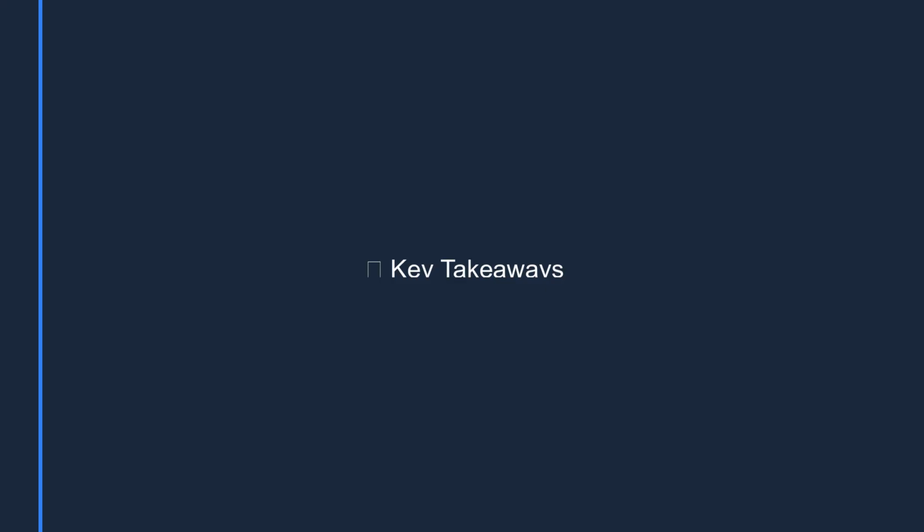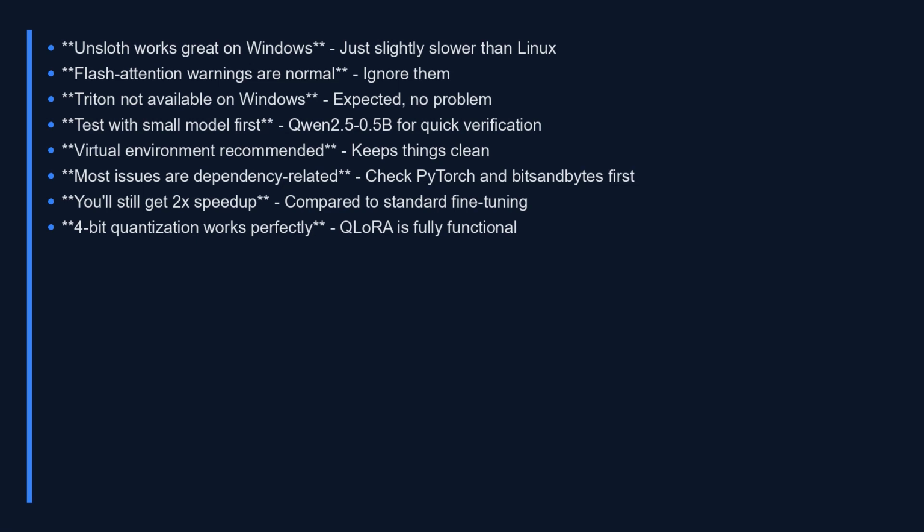Key takeaways. Eight things worth remembering from this lesson. Unsloth works well on Windows. The Linux speed advantage is real but small. Flash Attention warnings during install are expected and harmless. Triton not being available on Windows is by design, not an error.